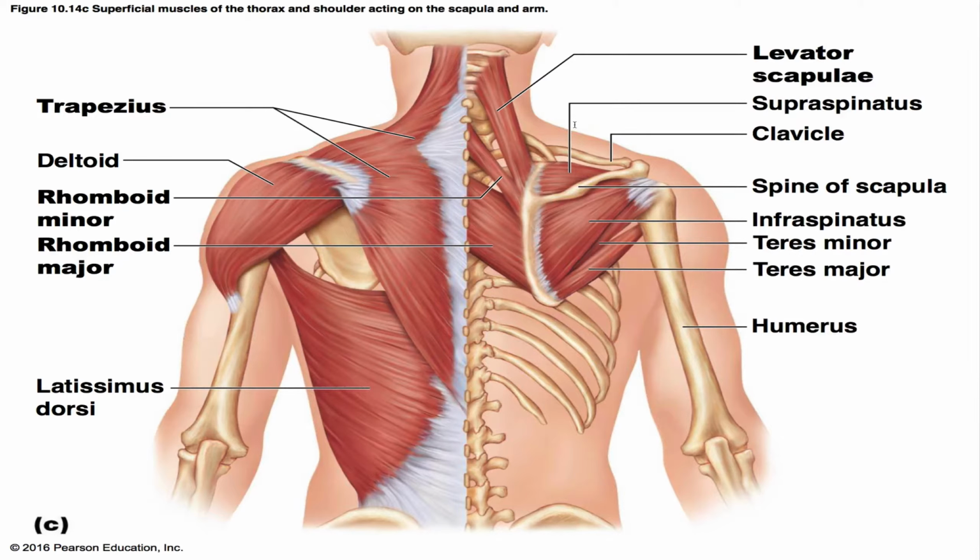Its prime action is to elevate and adduct the scapula along with the superior fibers of the trapezius. It tilts the glenoid cavity downwards when the scapula is fixed, and it flexes the neck to the same side.